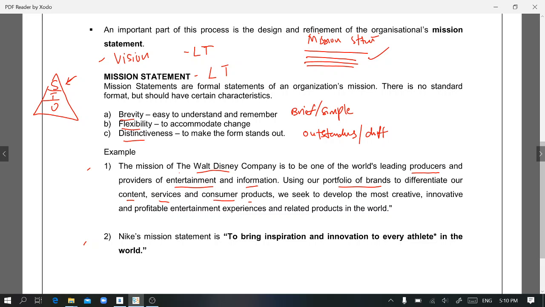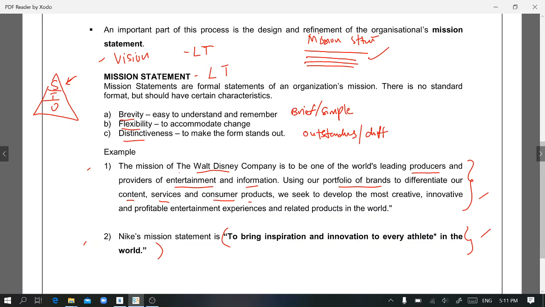This one is considered quite long, but you can compare it to Nike: to bring inspiration and innovation to every athlete in the world. Just one sentence, the mission statement. Compared to Nike, Disney's is of course long, but it's still just one paragraph, so it's considered not too bad, brief enough. So this is the mission statement.